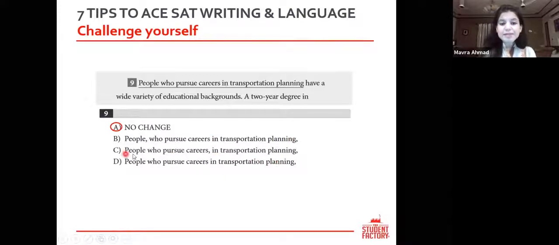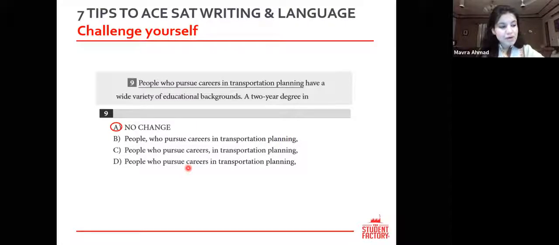अब यहाँ पर भी this phrase, people who pursue careers, it's not a non-restrictive clause कि जिसको हमें comma से separate करना पड़े. इसी तरह in transportation planning is also an important essential part of the sentence. So both of these are essential elements, so we do not need to separate them with the help of a comma. Option D, people who pursue careers in transportation planning.